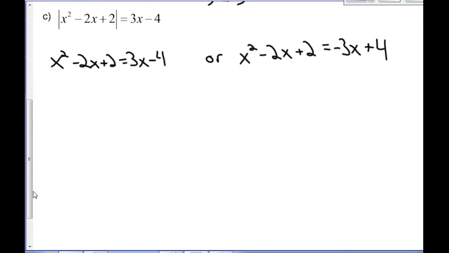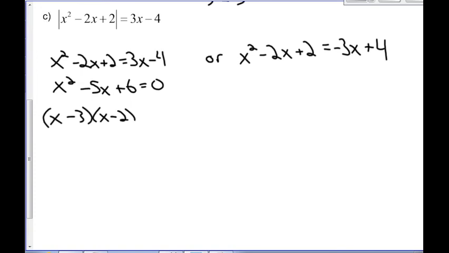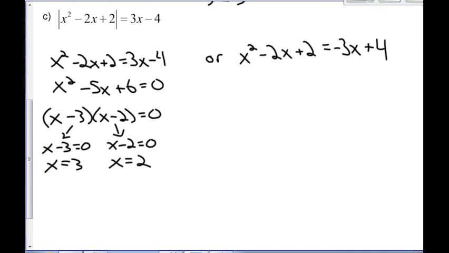Each of these are quadratics that need to be solved. So this will give us x squared minus 5x plus 6. Okay, that factors to x minus 3, x minus 2. We're masters of factoring at this point. So x might be 3, or x might be 2. These are all just candidates.